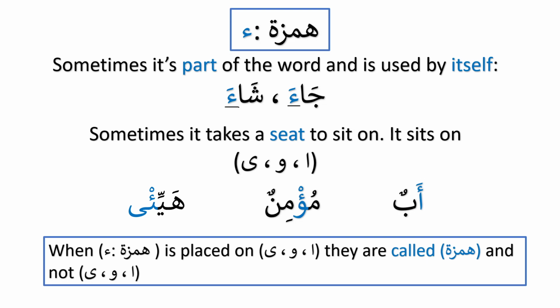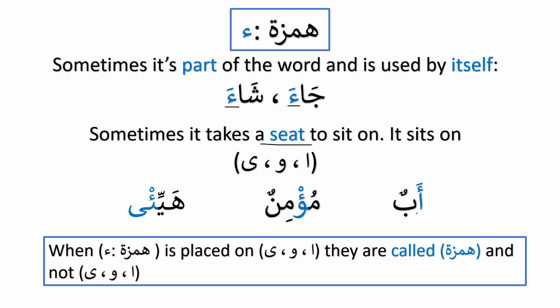Sometimes it takes a seat to sit on it. So that's why we said it's delicate, because it needs a seat to sit on. It sits on alif, waw, and ya. So it has got 3 seats to sit on. One of them is alif.